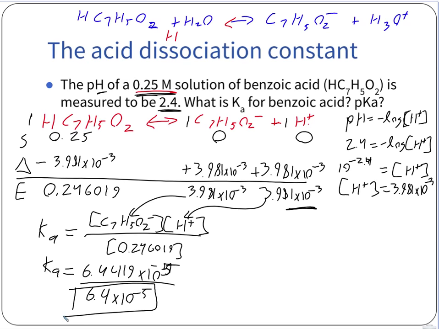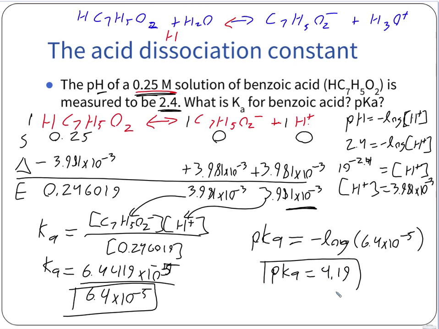Now the next one was what's pKa? So remember that pKa works the same way as it does for pH. It's just going to be the negative log base 10 of our Ka value, 6.4 times 10 to the negative fifth. And so when we do that, I end up getting the pKa of 4.19. So definitely a weak acid. Sort of on the stronger side as far as weak acids go, but above 2, which is roughly where your cutoff is going to be on that.